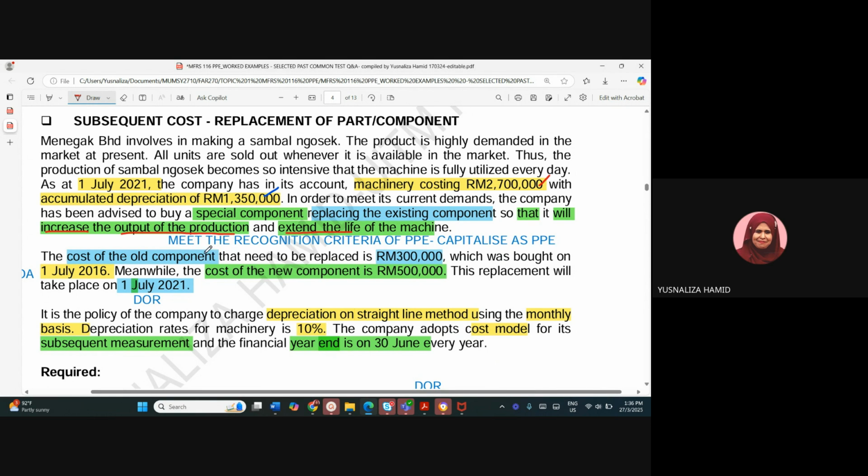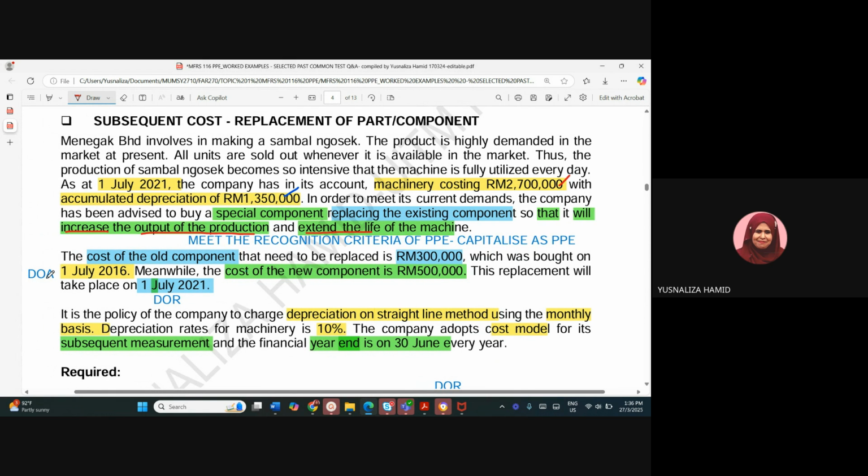The cost of the old component, remember the blue one here is about the old component, is 300,000. It was bought on 1st of July 2016. So 1st of July 2016 is actually the date of acquisition or date of purchase, the initial recognition date. It was the date that you purchased the machine. And remember that machine contains the component of 300,000. That 300,000 is actually part of this 2.7. And now you want to replace that with a new component costing 500,000. The replacement is taking place on 1st of July 2021. This is the date of replacement.